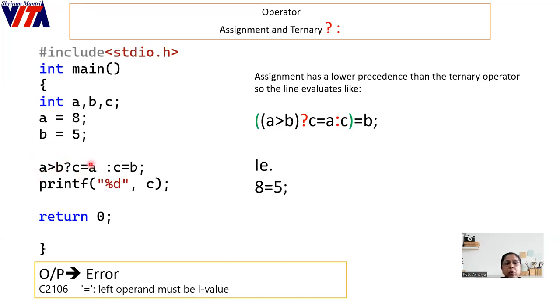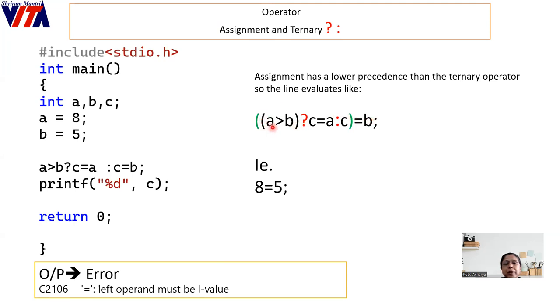where, if the condition is true, we want to assign this value. Now this line of code will not compile and you will get an error: left operand must be an L value. The reason behind this is that the ternary operator has higher precedence than the assignment operator. Correct? So when you write this line, the compiler reads this statement.